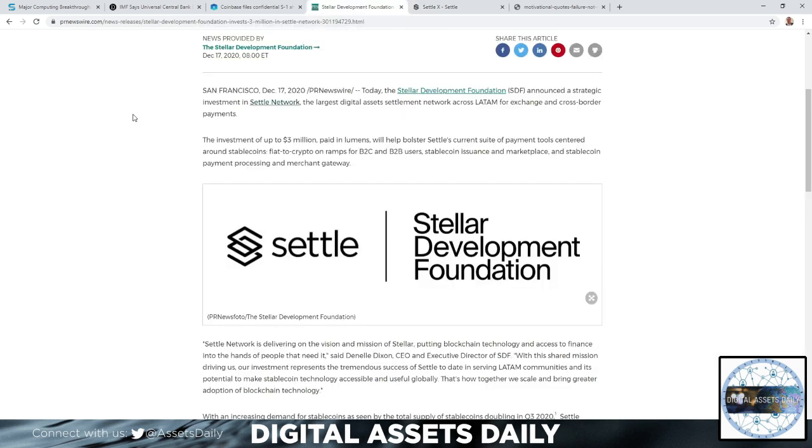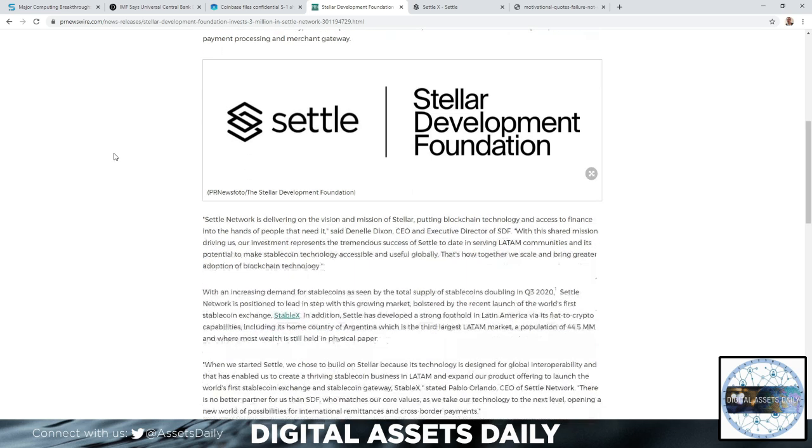Now back into this article, so that gives you a little reference of what Settle is. The investment of up to $3 million USD is paid in Lumens, which help bolster Settle's current suite of payment tools centered around stablecoins, fiat to crypto, the on-ramps for BTC and B2B users, the stablecoin issuance and marketplace, and stablecoin payment processing and merchant gateway.